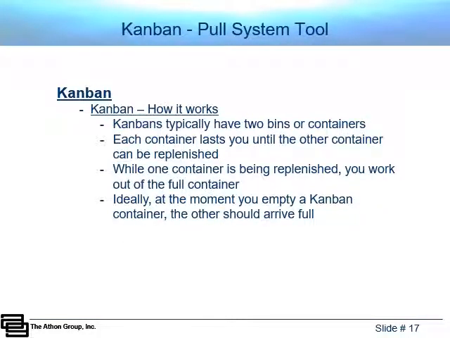So how does a Kanban system work? The most common example is to look at 2 containers or 2 bins. Each container will last you only until the other container can be replenished. So for example, let's say you had 2 bins, and in those bins you had 100 units each. Those 100 units are based on a calculation of your average consumption times your lead time, plus some sort of safety stock.